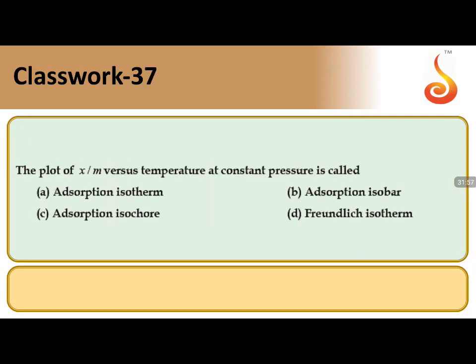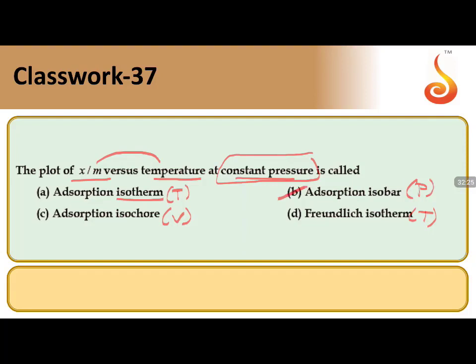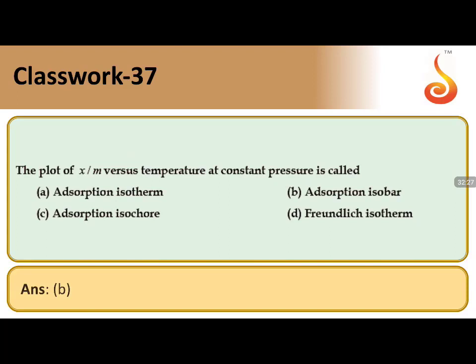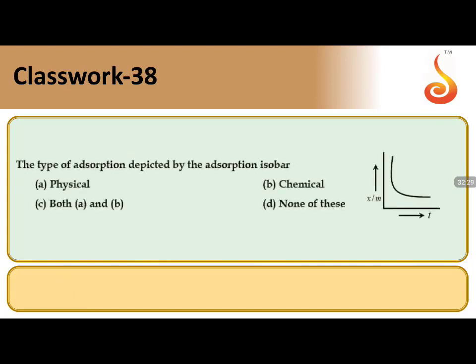Coming to 37. X by M versus temperature at constant pressure is called? Now you see it is between X by M and temperature, but at constant pressure. Isochore is constant volume. Isotherm is constant temperature. Isobar is constant pressure. So where you have constant pressure, option B. So the answer should be option B in this case. So 38th question, let us come.